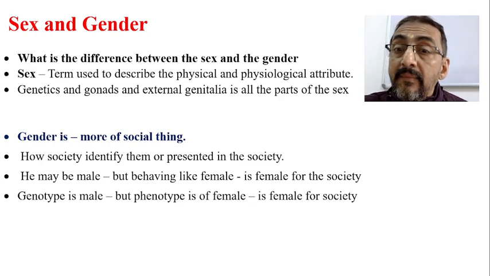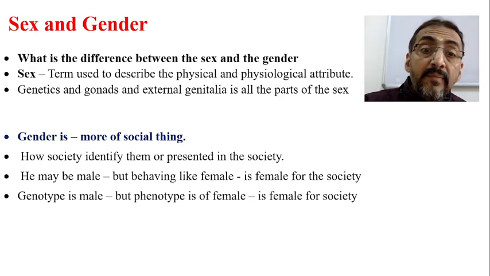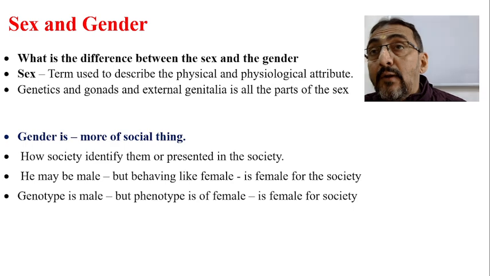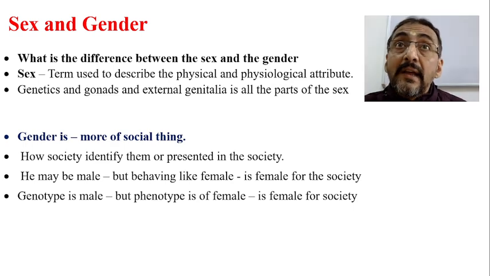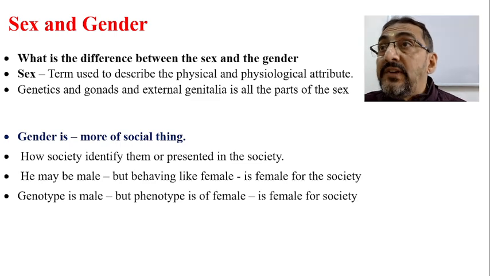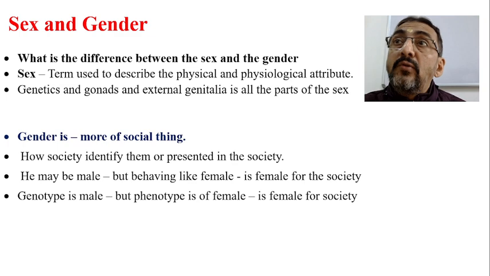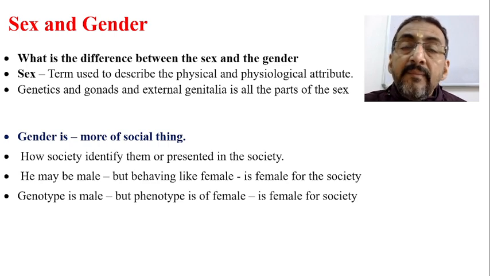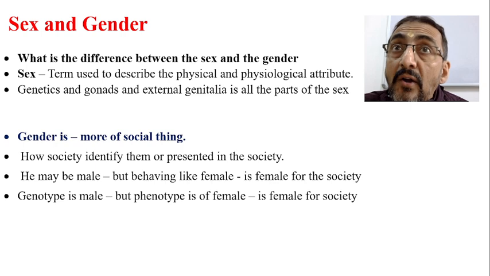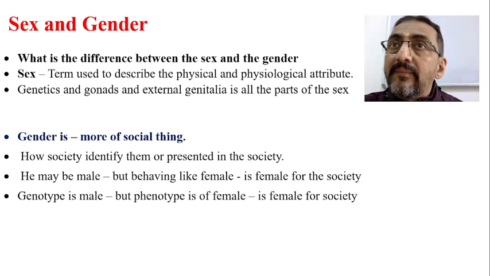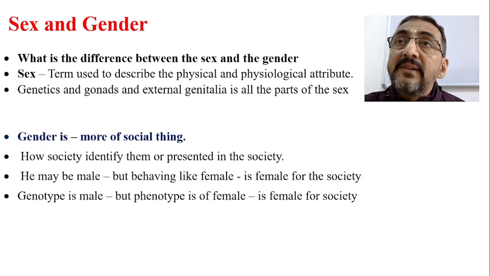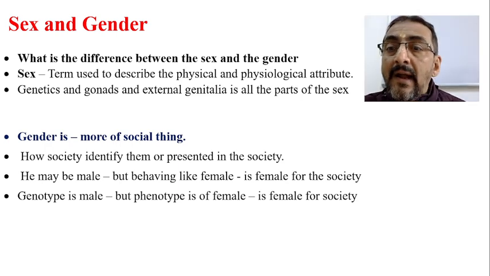So he may be male, but behaving like a female. Although he is male, if he is behaving like a female, society perceives him as a female. So genotype is male, but phenotype is female. Many times, genotype is of male type, but phenotype is of a female type. But society always takes the phenotype, not the genotype. Genotype is more related to sex, and phenotype is more related to gender, that we can say.